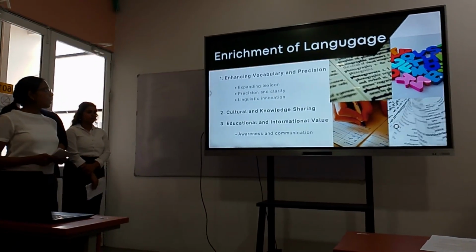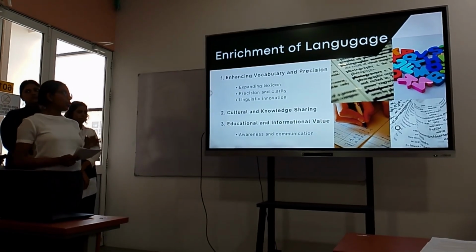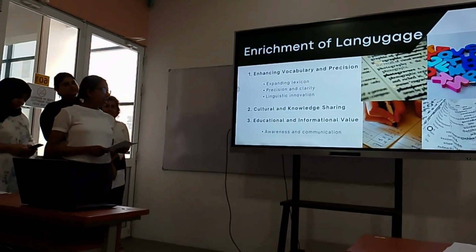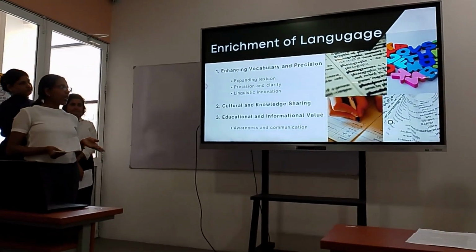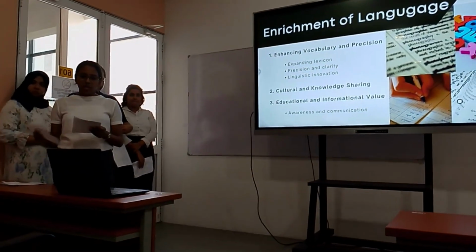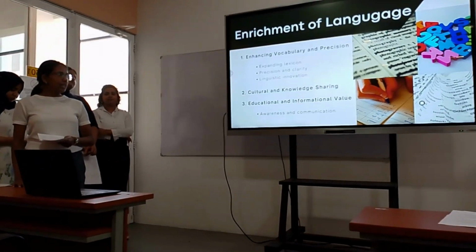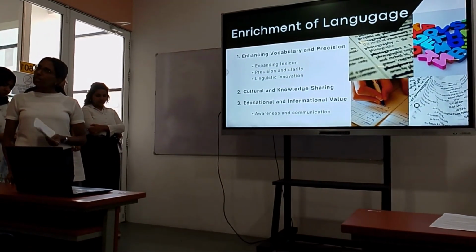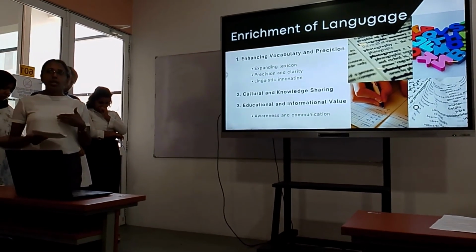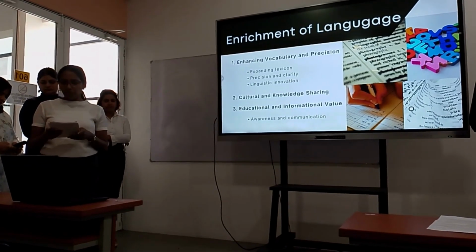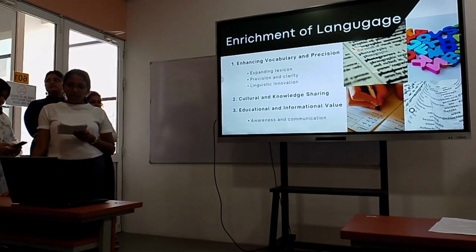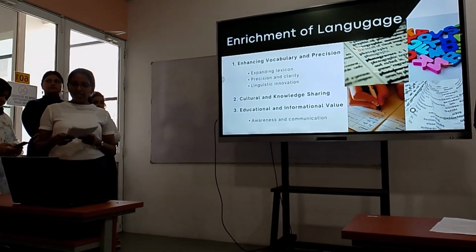Enrichment of enhancing vocabulary and precision. New terms related to agricultural and food industry have significantly expanded the English lexicon. New words like agtech, vertical farming, and pasteurization provide precision and clarity. They allow us to present complex concepts and practices into single terms, making it easier for users.